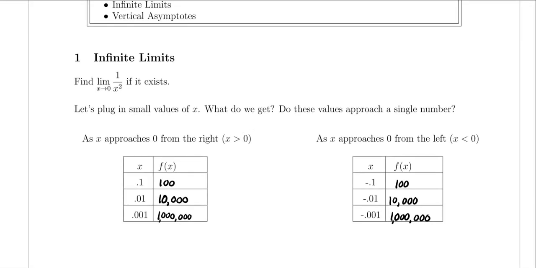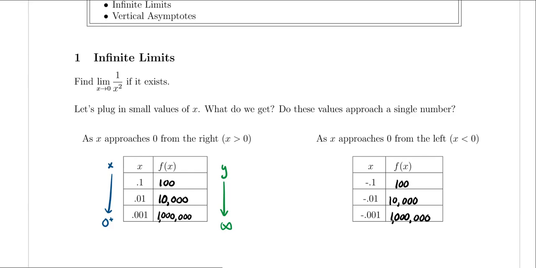Alright, so these are the values that I got. Now, when x was approaching 0 from the right, we got to see here that the y values were approaching infinity. So we saw that when x was 0.1, we got 100, but when x was 0.001, we actually got 1,000,000. So if x got even smaller, then the y's would have gotten even larger.